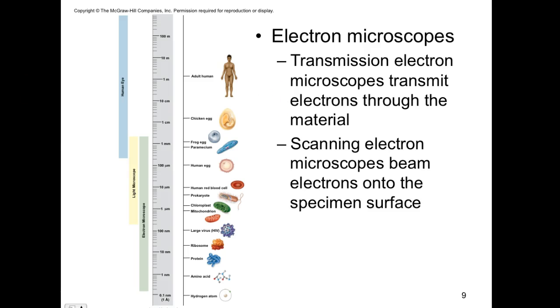So here you can see in this chart, I'm going from 1/10 of a nanometer all the way up to 100 meters. You can see where the human eye, the light microscope, and the electron microscope fall with viewing cells, molecules, all the way up to the macroscopic human organism.